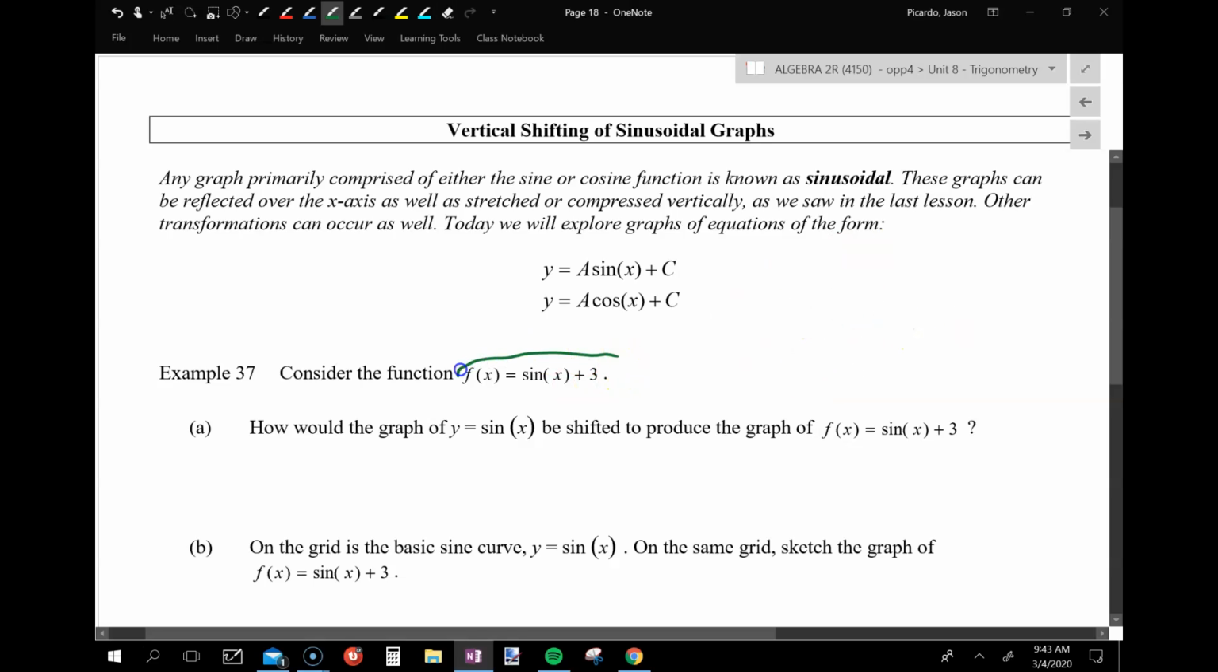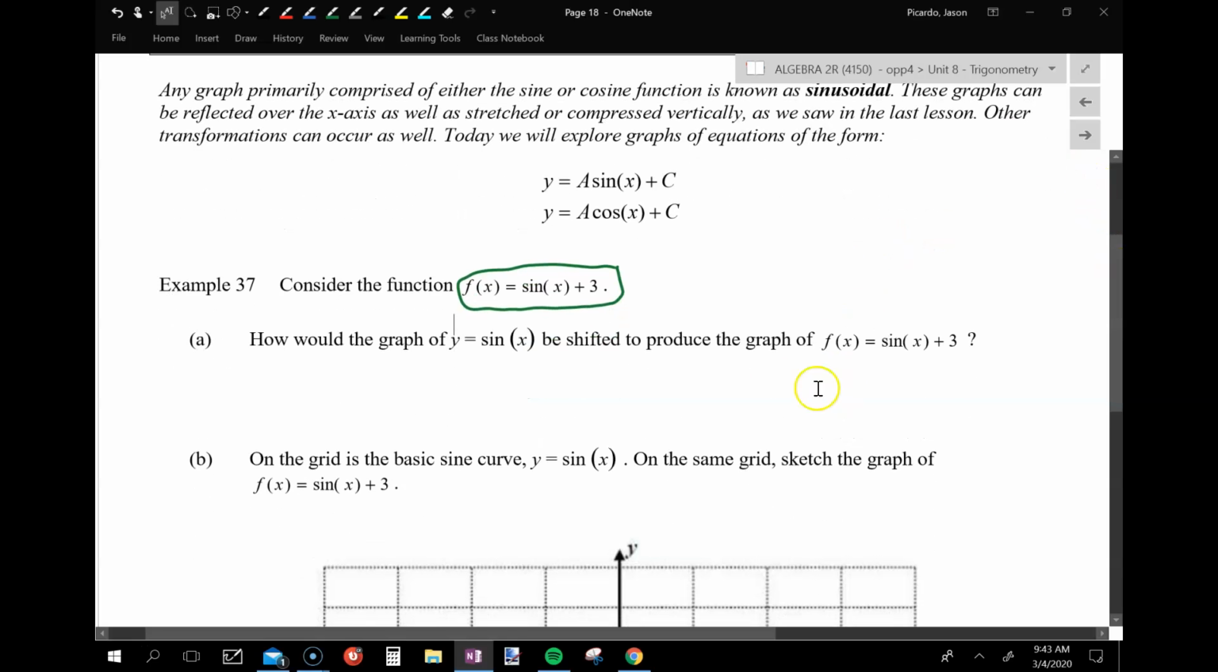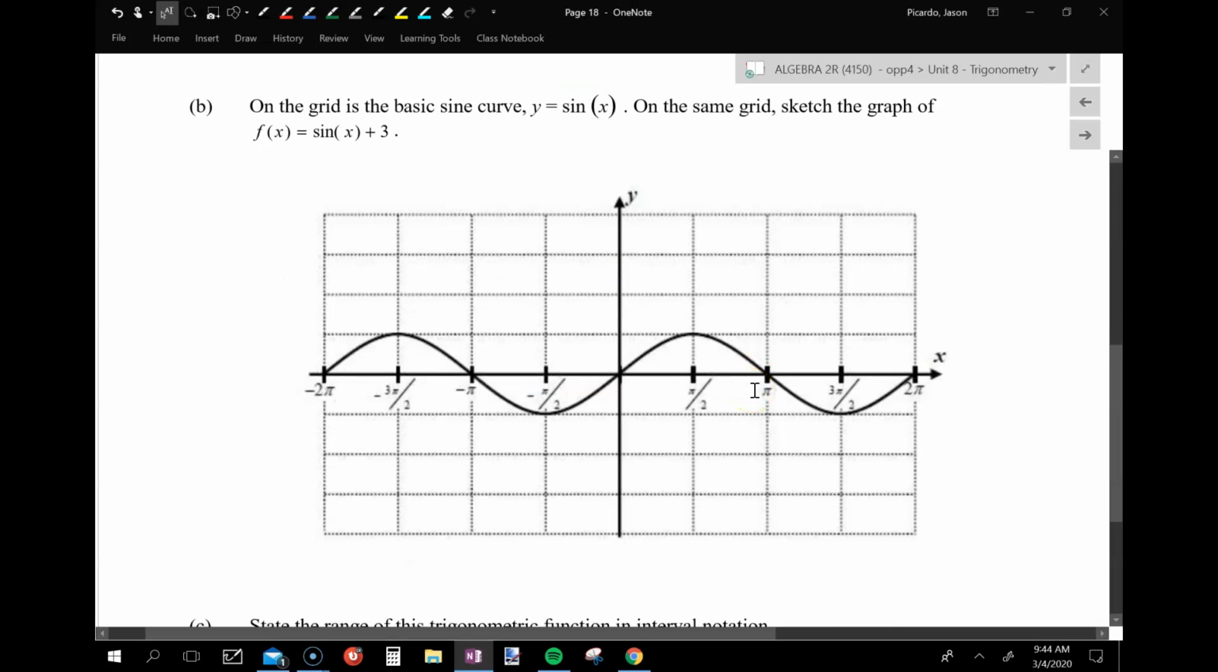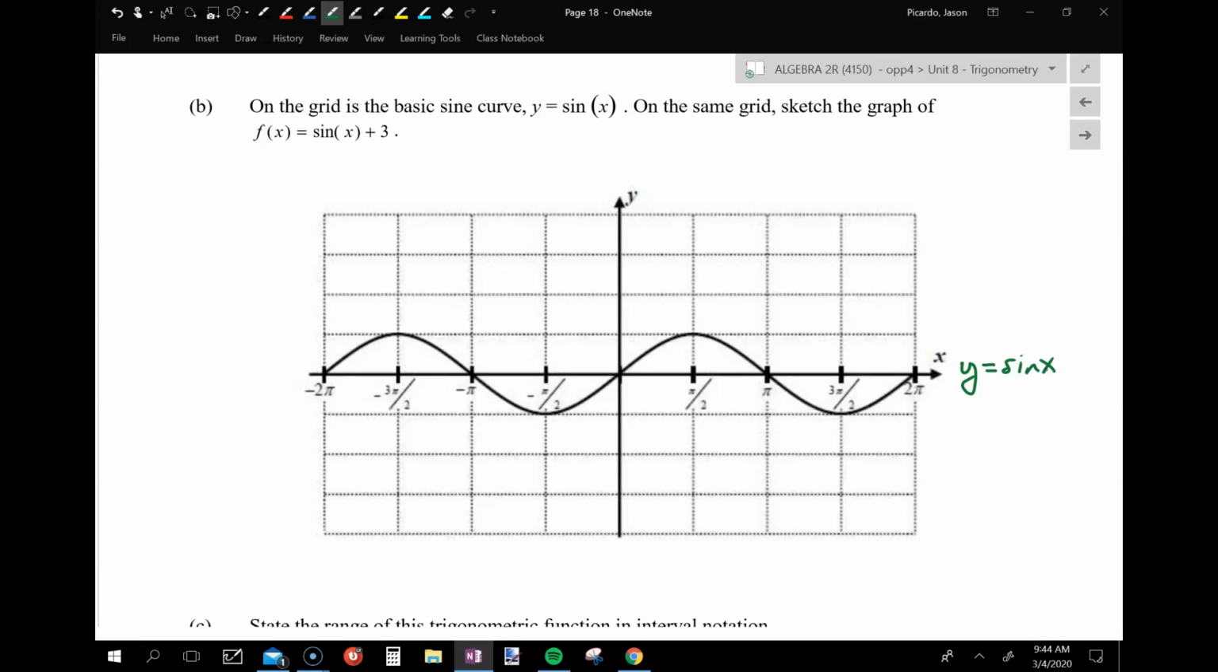So if I did this to a sine curve, sine of x plus 3, we would expect our graph to shift up 3 units. So if this is my graph of sine of x, everybody agrees that that graph is the untainted version. It's the original curve of sine without anything done to it.